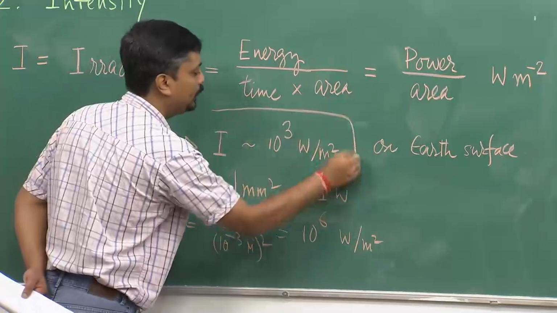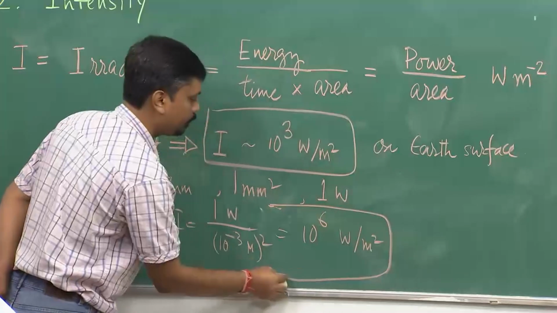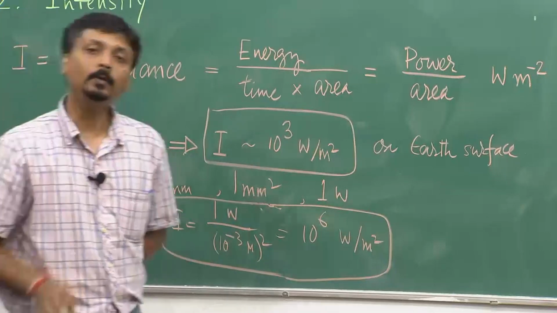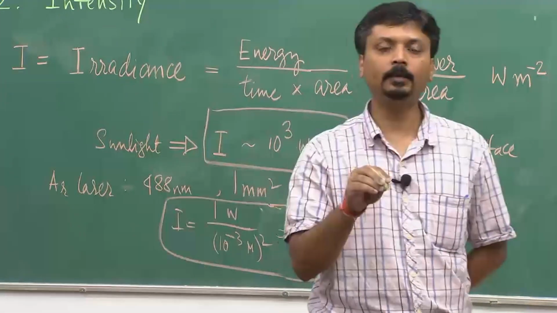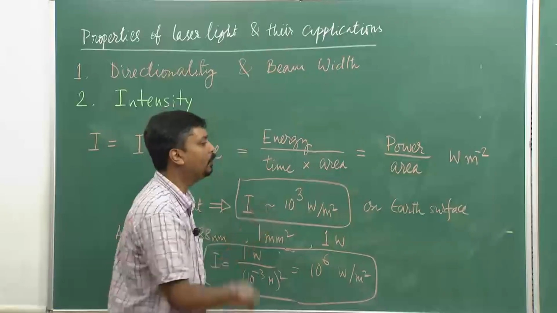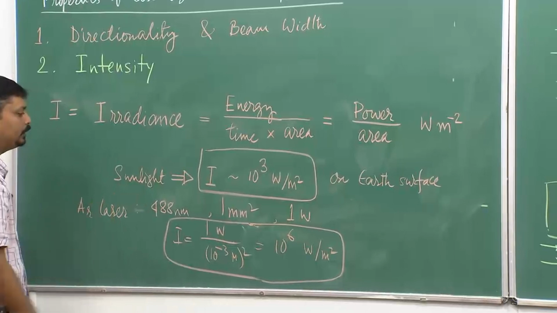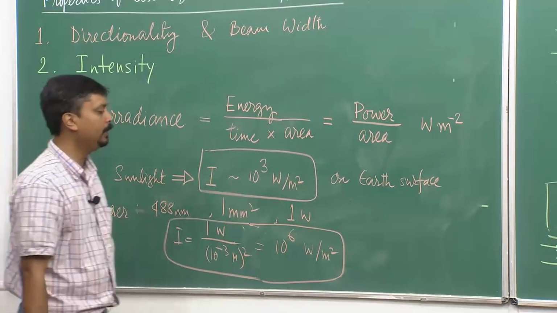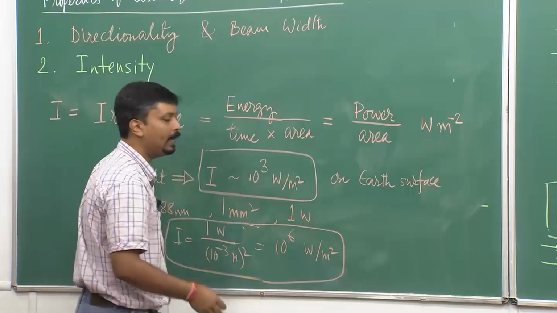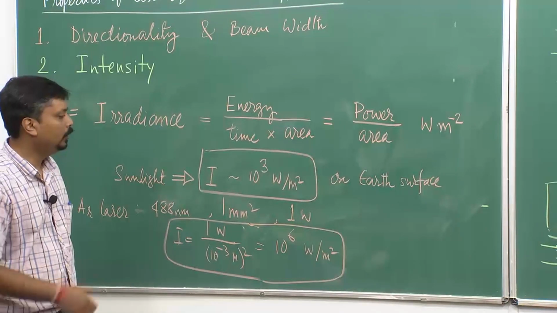Immediately you can compare these two values, for sunlight and for this argon ion laser. Now, what will happen if you focus this beam? If you focus the beam, you can go to a really small diameter. If you find out that beam waist, you can probably increase this irradiance by another 10 power 6 times. You can easily calculate that one.